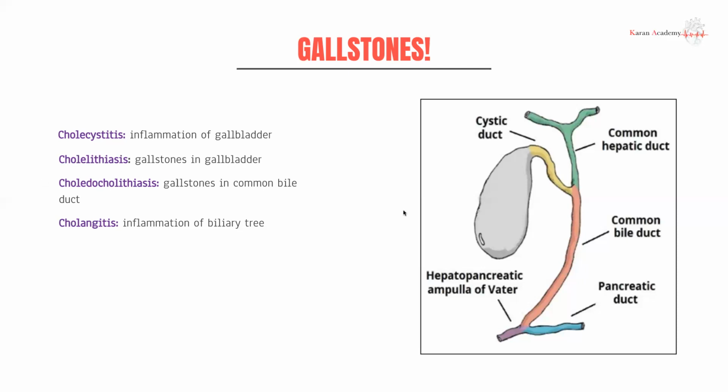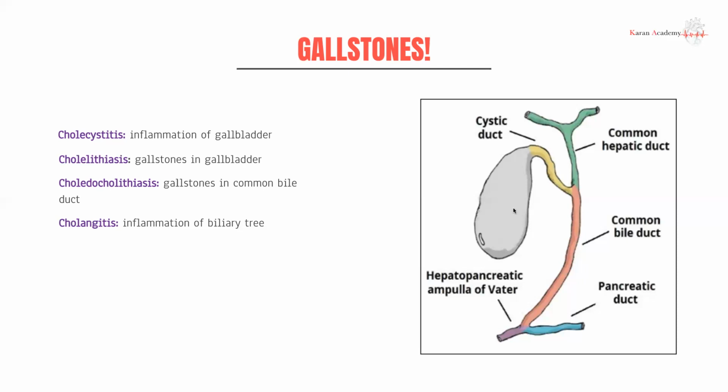Cholelithiasis is just a gallstone in the gallbladder. So patients obviously can have tons of gallstones in their gallbladder, which doesn't even present with anything, right? So cholelithiasis just means that there is a gallstone. It doesn't tell us whether the gallbladder is inflamed. It doesn't tell us whether they're symptomatic. It just says there is a gallstone.